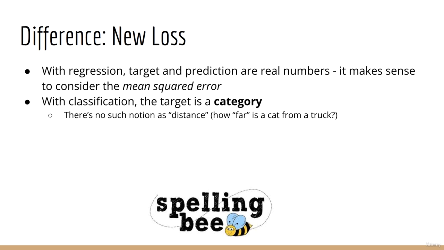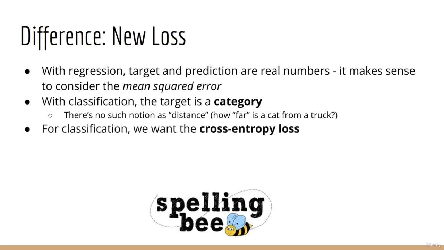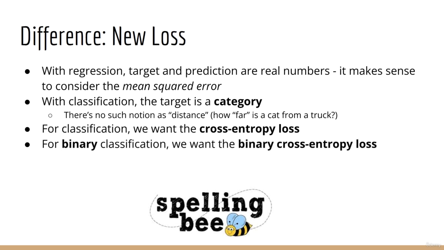In fact, for classification, what we want is the cross-entropy loss. There's one little wrinkle here, which is that we're doing binary classification, in which there are only two possible classes, and the corresponding loss is called the binary cross-entropy loss. In general, if your model can handle any number of classes, then you'll use the regular cross-entropy loss, but we'll discuss that later in this course.